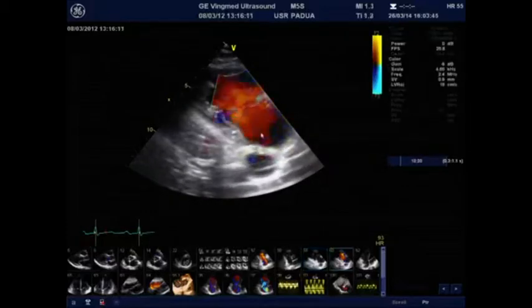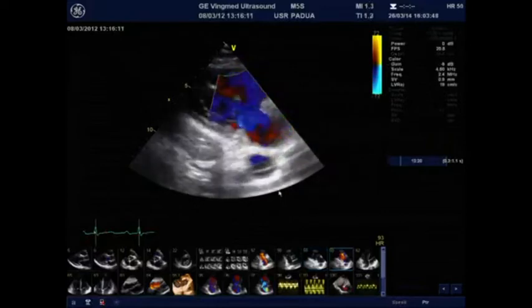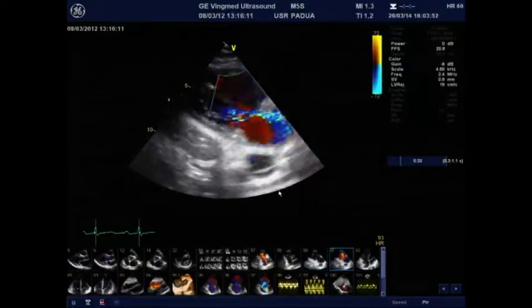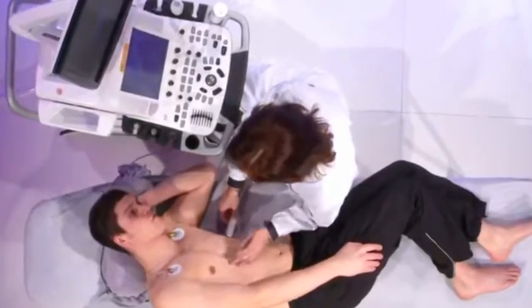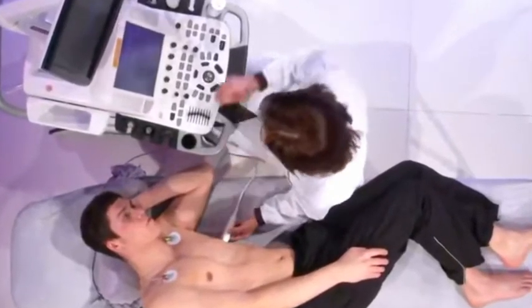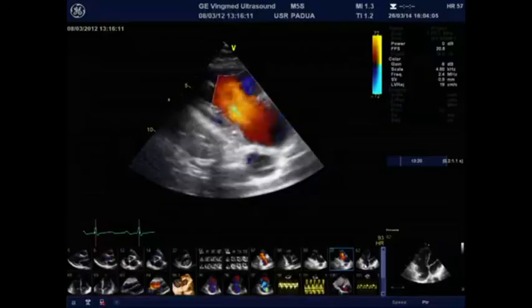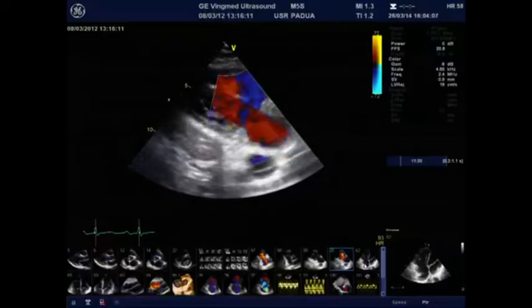Well, then if we move now to the apical views, again, to assess better the tricuspid valve, you should ask the patient to lean a little bit on his right side in order to be able to accommodate the probe in the apical view.